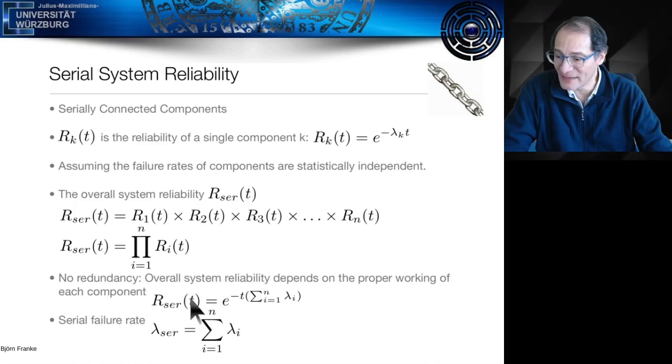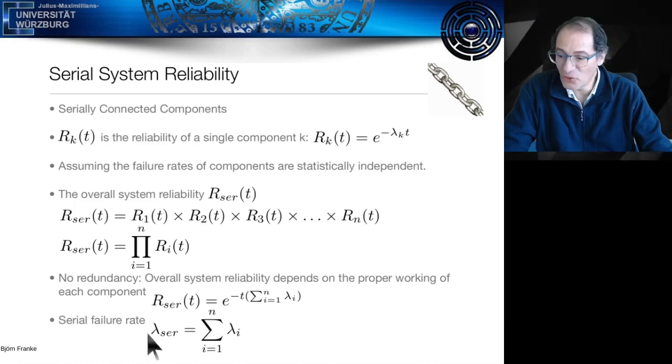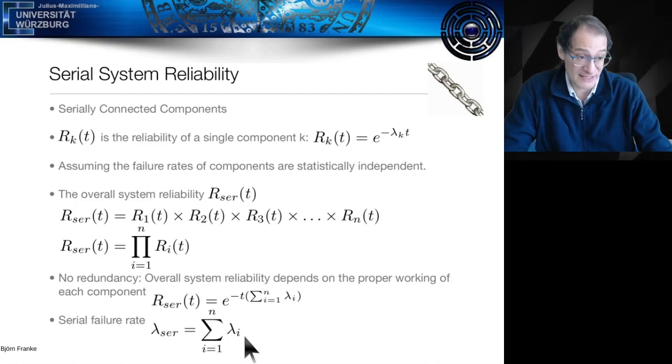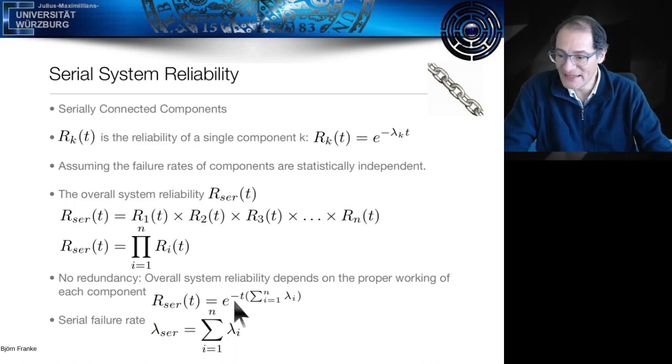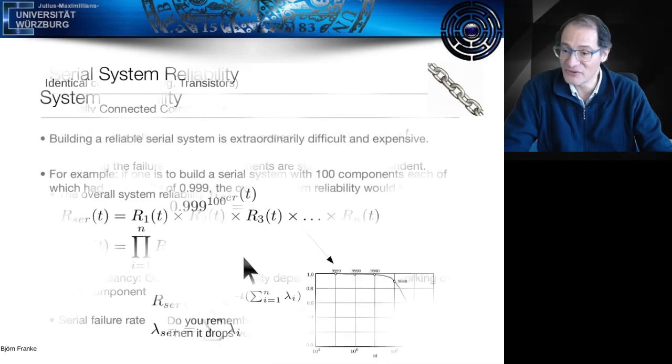As you remember, the reliability of this then will be e to the power of t multiplied by the error rate of each of these. The total error rate here will be the sum of all error rates of all components. So at the end you have e to the power of t multiplied by the total error rate, which is the sum of the error rates of all individual components. So the longer the chain, the lower the probability it will survive.